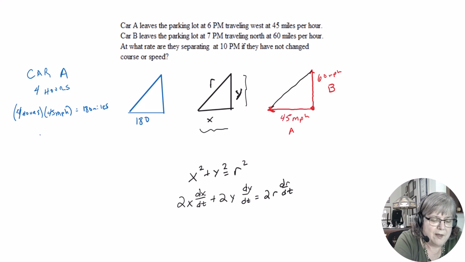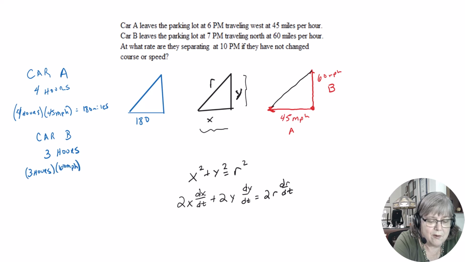Now, car B is, let's see, they start traveling at 7 p.m. They don't leave at the same time. And we take this snapshot at 10 p.m. So it's traveling for 3 hours. So 3 hours at 60 miles an hour, because they're going a little faster, is also 180 miles.